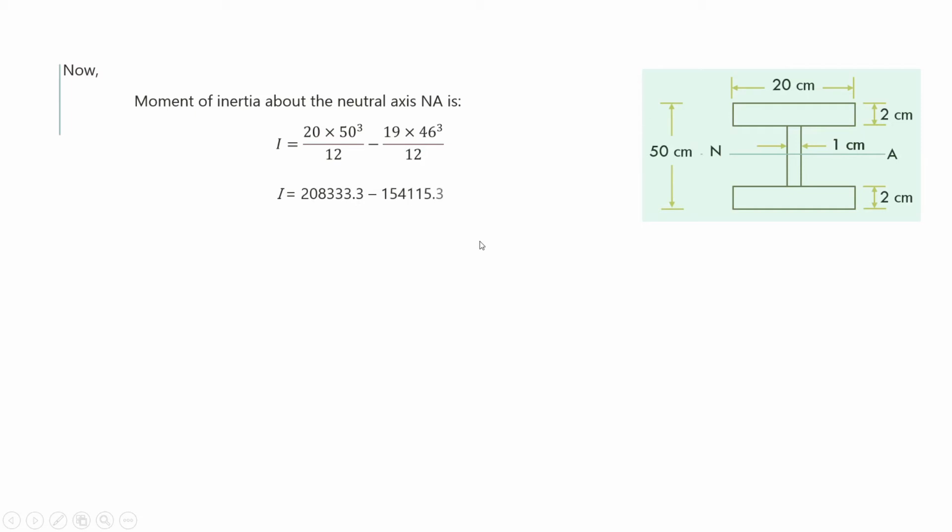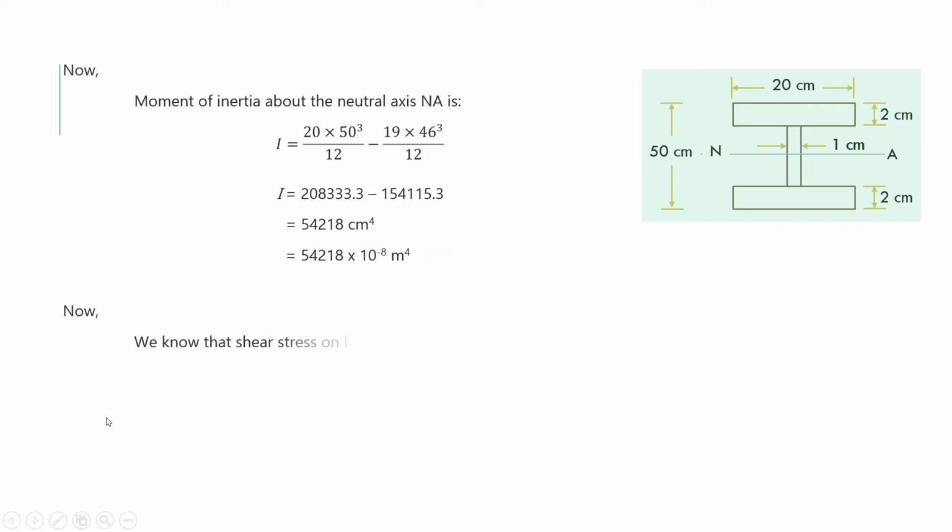So finally we will get that moment of inertia will be equal to 54218 centimeter to the power 4. And if you want to convert it into the meter to the power 4, then we have to multiply it by 10 to the power of minus 2 to the power 4. So this will become 54218 into 10 to the power of minus 8 meter to the power 4. तो हमने इस क्रॉस सेक्शन का मोमेंट ऑफ इनर्शिया अबाउट द न्यूट्रल एक्सिस भी फाइंड आउट कर लिया.